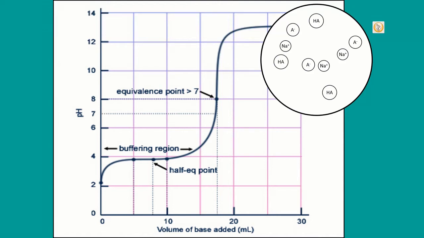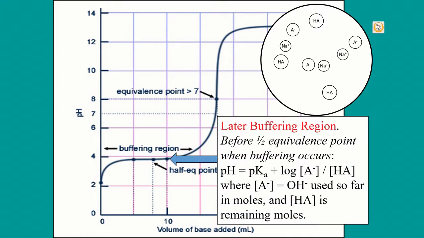All right, so let's talk about what happens after halfway to the equivalency point. We call this the later buffering region, after we're halfway but before we reach the equivalency point. This is when the concentration of the A minus is greater than the HA. So essentially the concentration of the base is greater than the concentration of the acid. In this region, we're adding more sodium hydroxide, and the hydroxide is combining with the hydrogen and making that A minus.